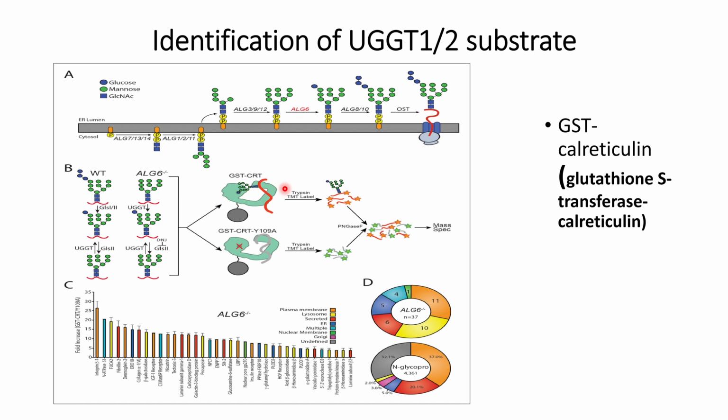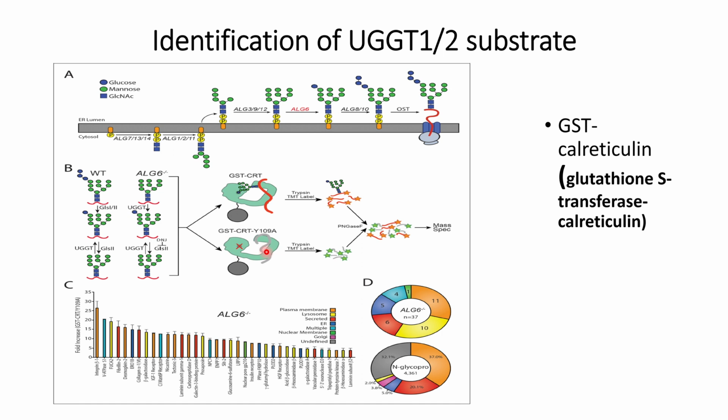So what they have done is they have used a recombinant GST-CRT, that is glutathione S-transferase calreticulin. Calreticulin has been chosen as it can bind to monoglycosylated glycans, being a lectin. In order to have a control for this GST-CRT, they have used GST-CRT with a modification: the amino acid at site 109, that is Y in this case, has been replaced with A, and this is considered as the lectin binding site of the GST-CRT. So this control will take care of non-specific binding.